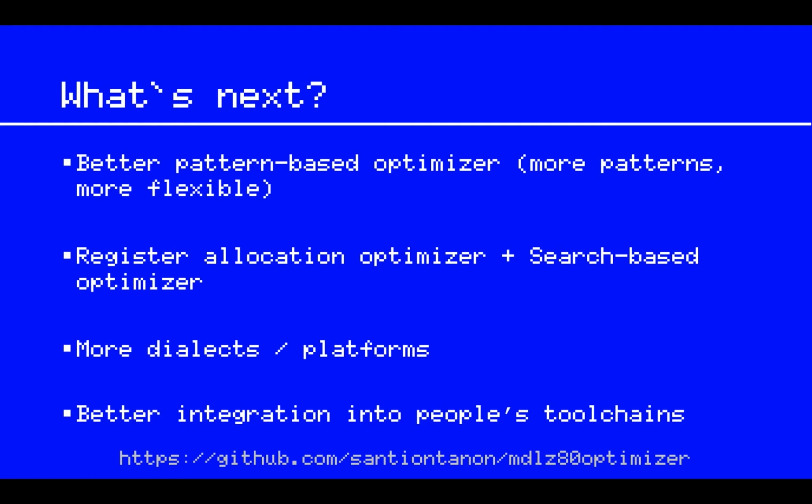After I'm done with that, I would like to work on the other 2 optimizers, the register allocation optimizer. For example, I think it would be great to optimize the use of IX and IY.